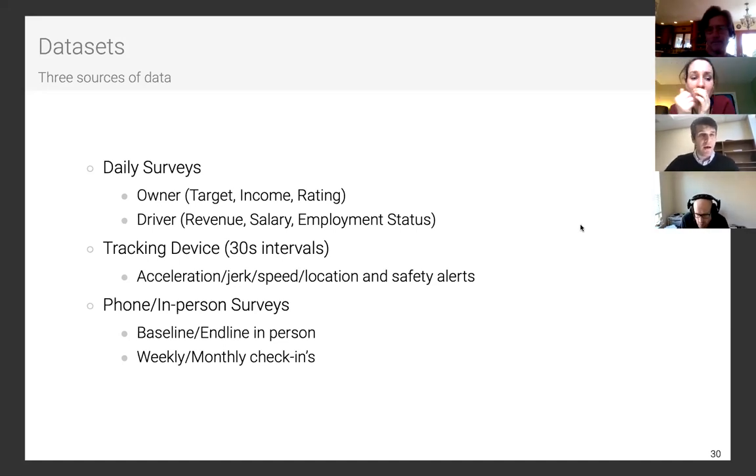Sure, of course. The data sets we're using are, first, the daily surveys from the owner. We're collecting the target they set, the income, the transfers they got, and a generalized rating of the driver. From the driver, we're asking for their total revenue, the amount of money they walked home with at the end of the day, and whether or not they got fired. We have the tracking device data, which gives us speed, acceleration, location, and all these safety alerts. And then we also have more standard phone surveys, monthly and online, where we're gathering more qualitative data.